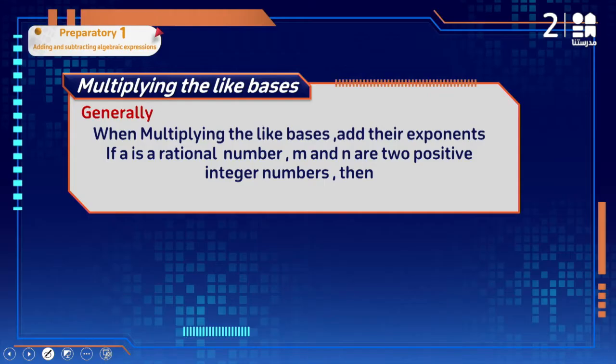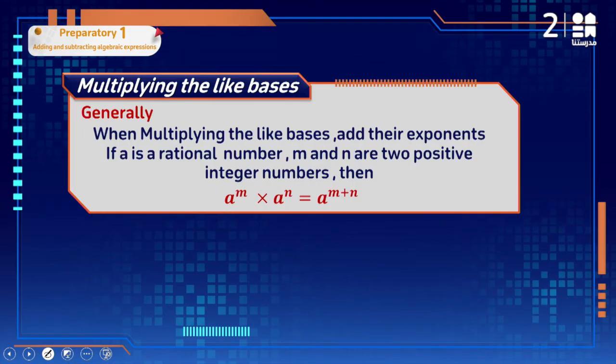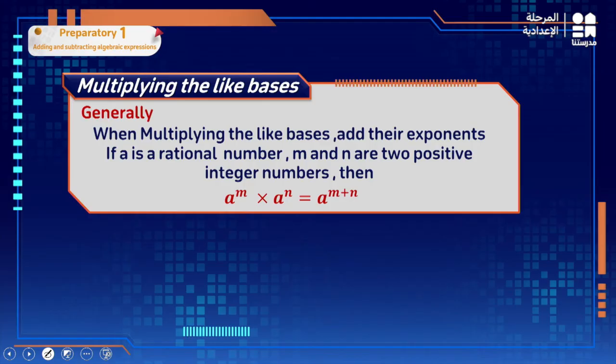Multiplying like bases: generally, when multiplying like bases, add their exponents. If a is a rational number and m and n are two positive integers, then when we multiply them, a to the power of m times a to the power of n equals a to the power m plus n. What do you observe? We have the same base, the same a. And the exponent is m for the first a, and the other one is n. So we are going to write a just one time and add m plus n. So when we multiply, add the exponents.